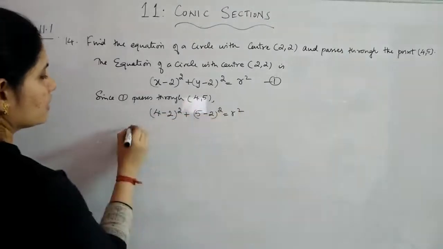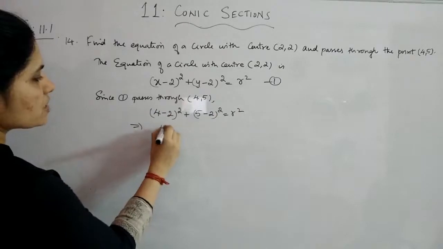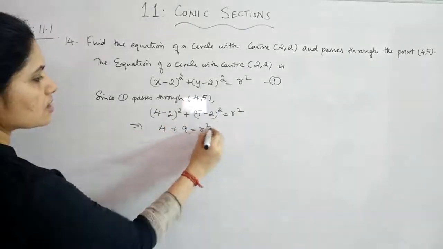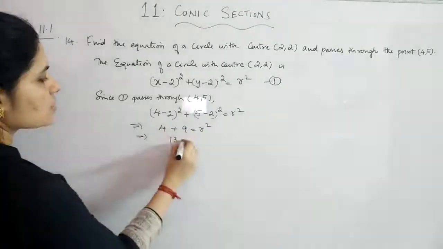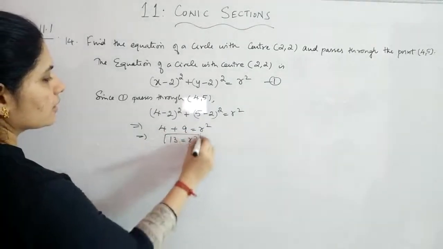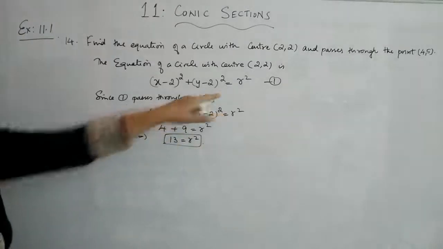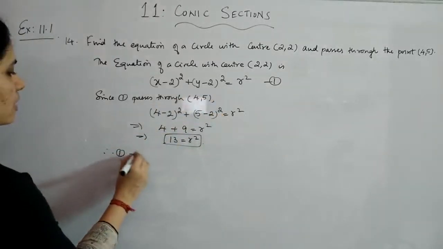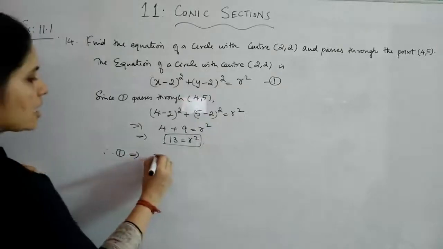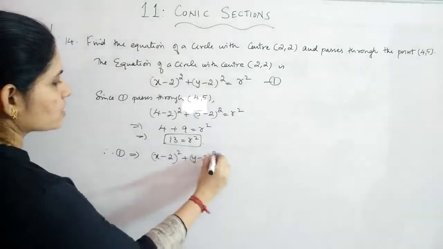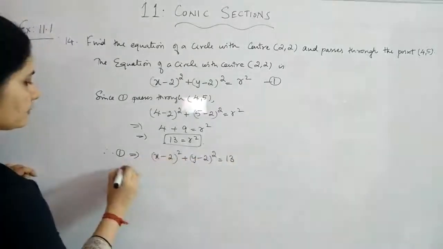to r square. That means 2 square, which is 4, plus 5 minus 2 is 3, 3 square is 9, which is equal to r square. Or you can say r square value is 13, right? You need not find r because you have to replace it in this. Therefore equation 1, that is the equation of the circle, becomes (x minus 2) the whole square plus (y minus 2) the whole square equal to 13.